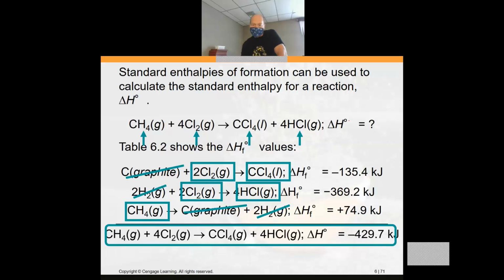And when you multiply the negative 92.3 by 4, it is negative 369.2. All right, so they're doing it a little different. They're doing it by using Hess's law, which is also fine. You're going to get exactly the same answer. And so it is a negative 429.7 kilojoules.